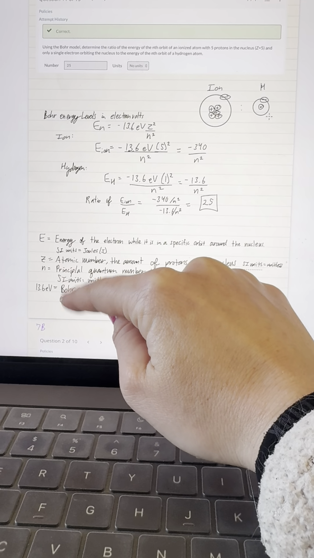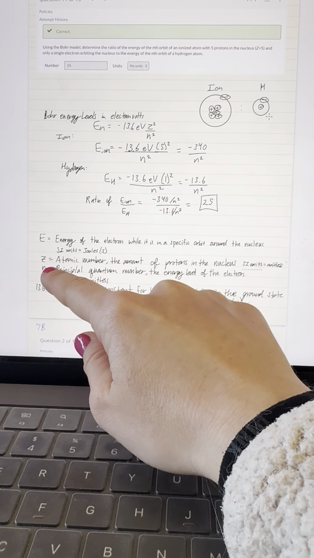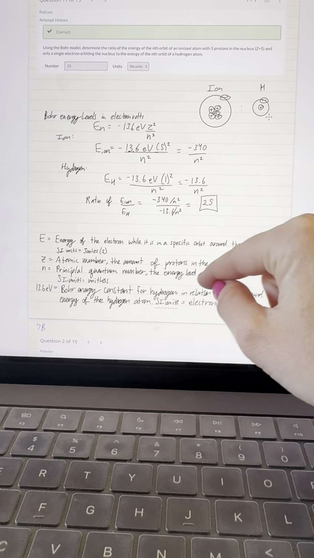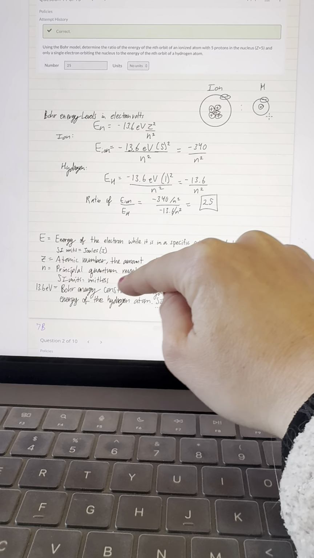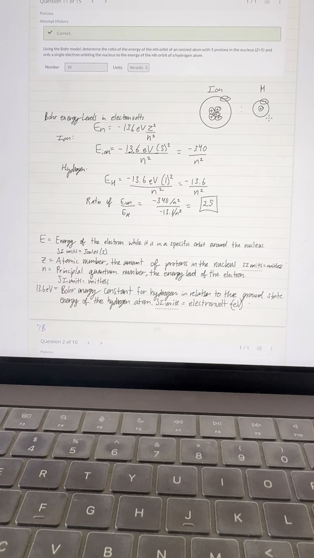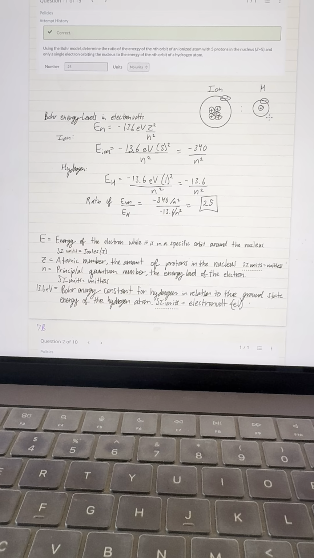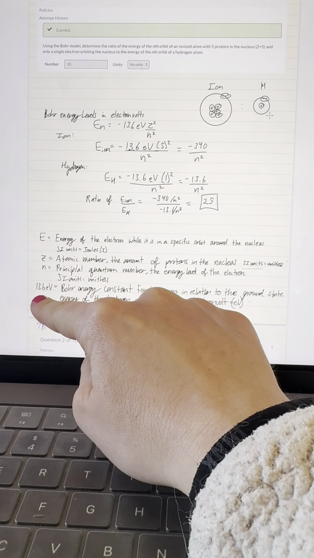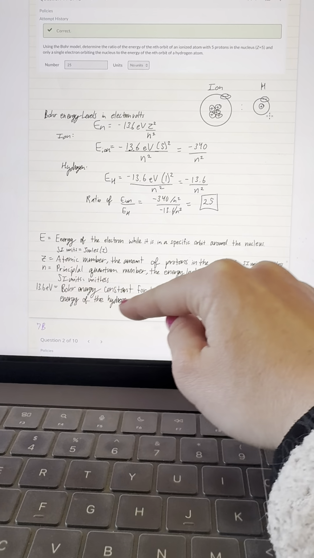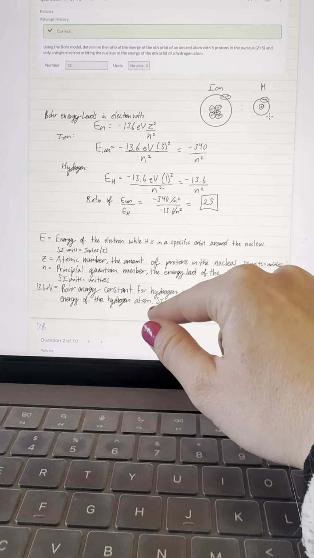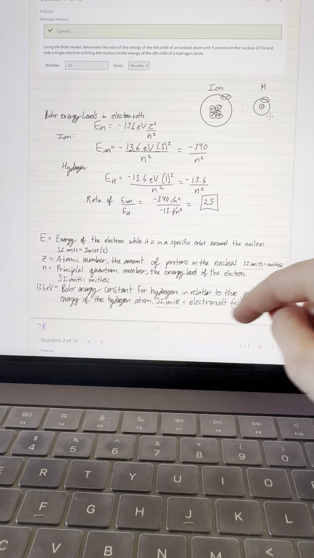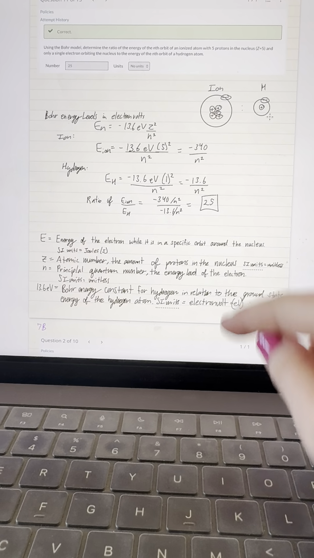And then Z equals the atomic number, the amount of protons in the nucleus. Its SI units is unitless. N is the principal quantum number. It's the energy level of the electron, basically just stating what energy level you're at. And then its SI units are also unitless. And then this number, 13.6 eV, is the Bohr energy constant for hydrogen in relation to the ground state energy of the hydrogen atom. Its SI units is electron volt, which is eV.